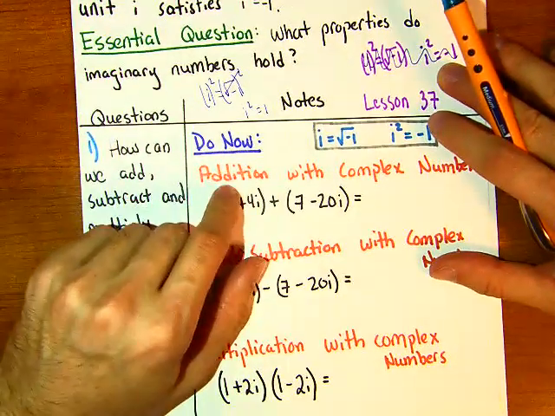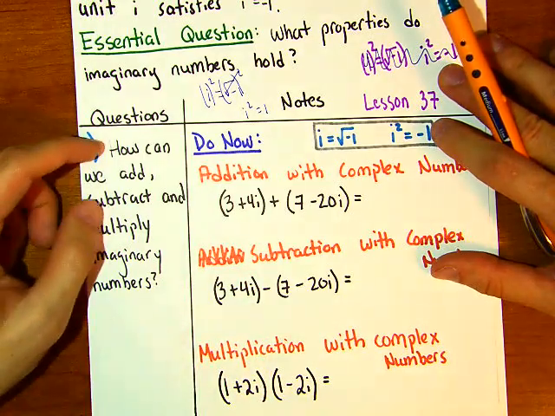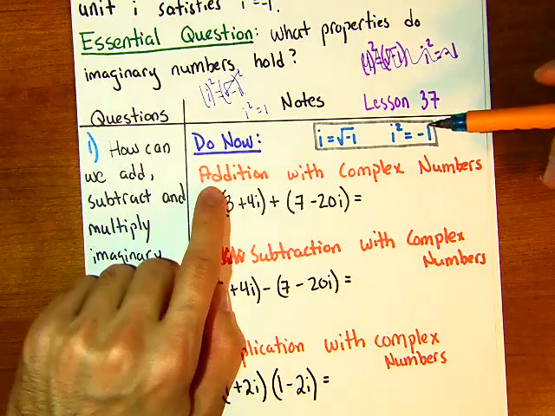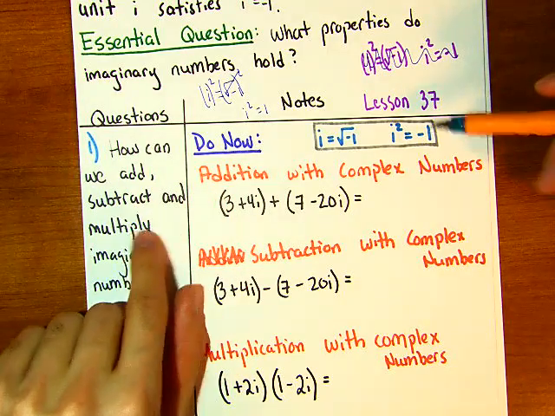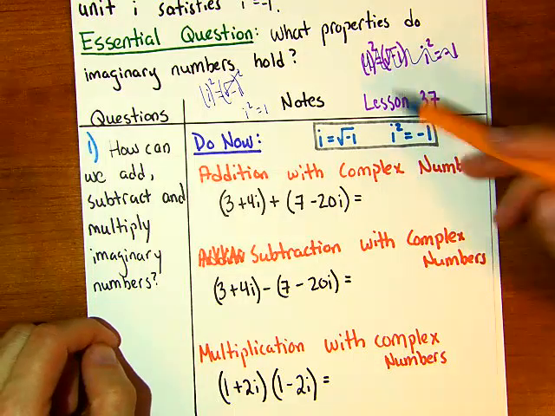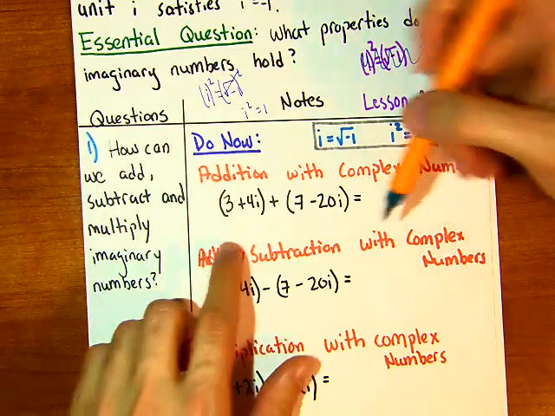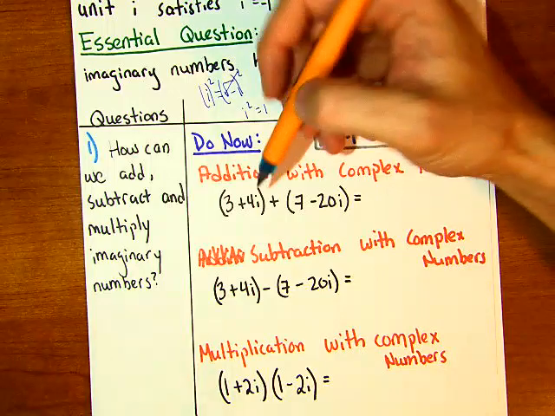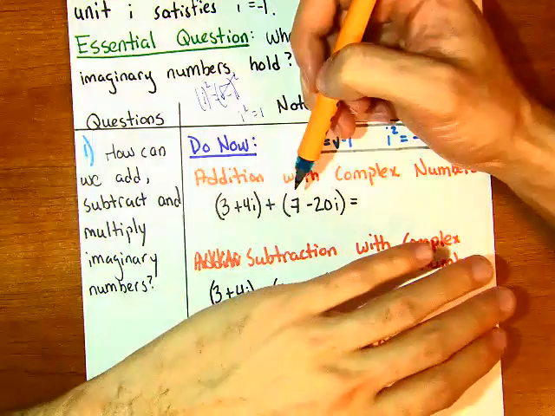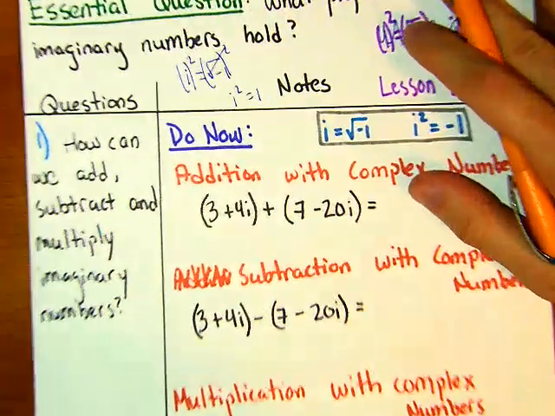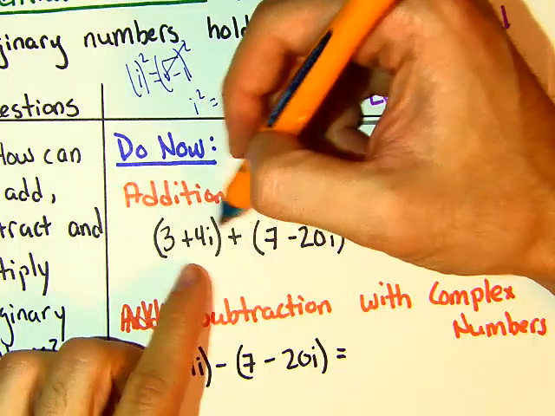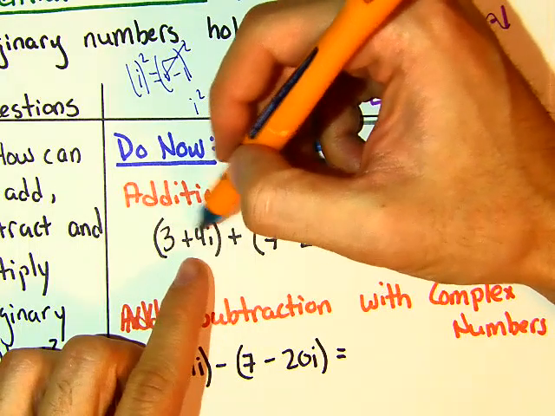So the game plan first is, how do we interact with i? If we were to add, subtract, and multiply imaginary numbers, what properties do they hold? Let's try and do the first question together. It says 3 plus 4i plus 7 minus 20i. Let me fix the camera angle a little bit. Okay, that's nice.